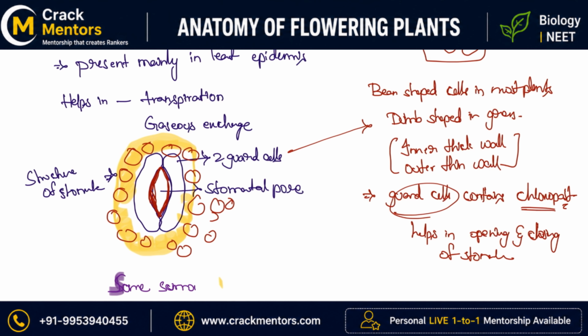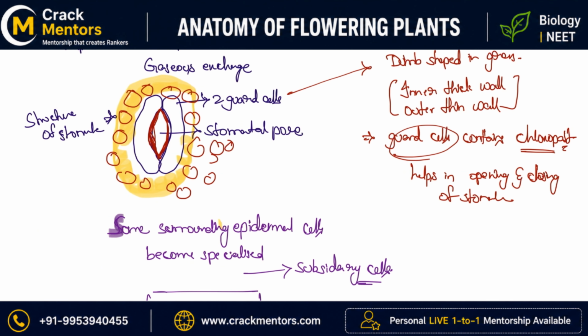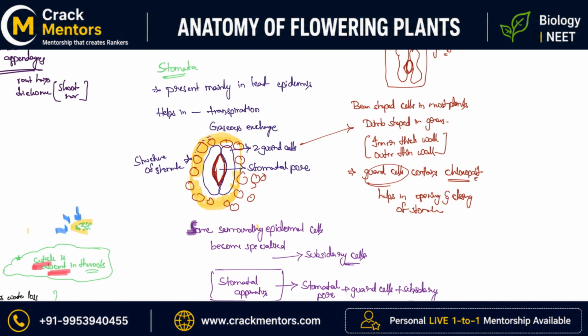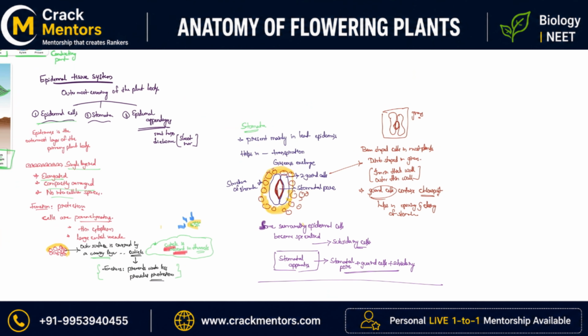Some surrounding epidermal cells become specialized. Okay, some of the cells in the surroundings become specialized, so the subsidiary cells. All these three together form the team of stomata, that is called the stomatal apparatus. So what do we have in the stomatal apparatus? The surrounding specialized cells of epidermis, the subsidiary cells, we have the guard cells, and we have the stomatal pore. Okay, so these all three will form the stomatal apparatus.